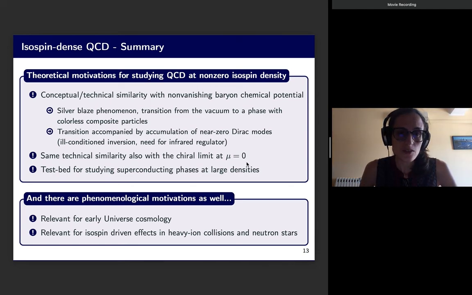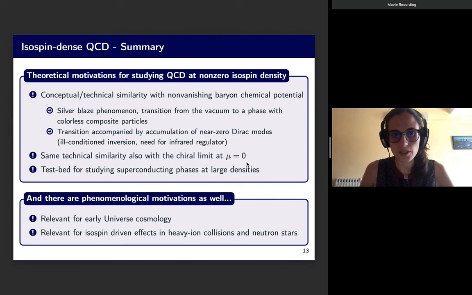So the isospin chemical potential setup is basically a test bed. Also when it comes to studying superconducting phases at large densities, we saw that also in the isospin case there are reasons to believe that there is one such phase at large values of the chemical potential, and it is currently under investigation. But if that's not enough, one also might want to think about the phenomenological motivation for studying this setup, which is also there.